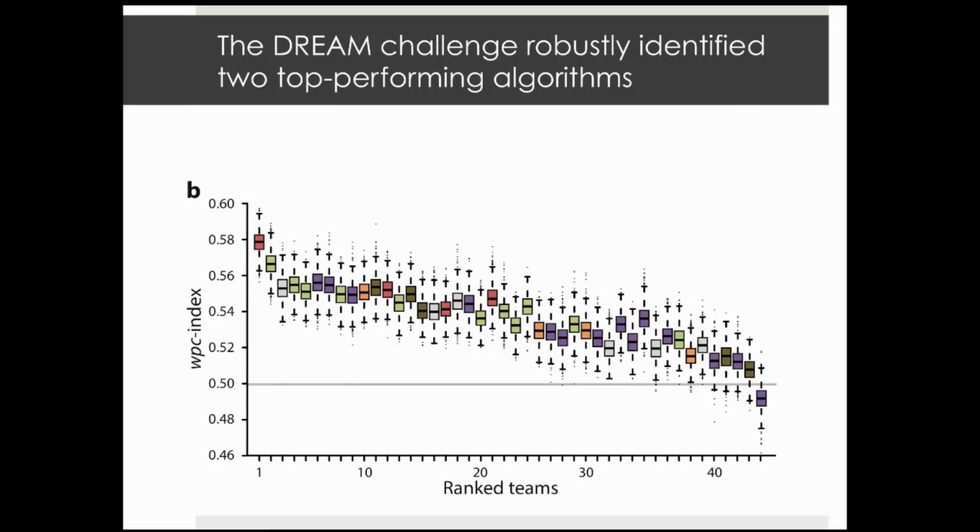teams. Again, the top performing team on the left-hand side in the red box was statistically distinguishable from team number 2 and so on, and team 2 from team 3. The boxes here are colored by the algorithm class. So, generally, what was the approach used for the prediction.